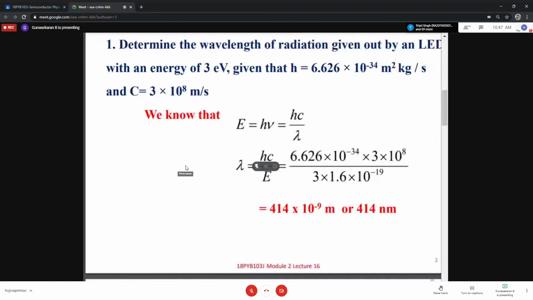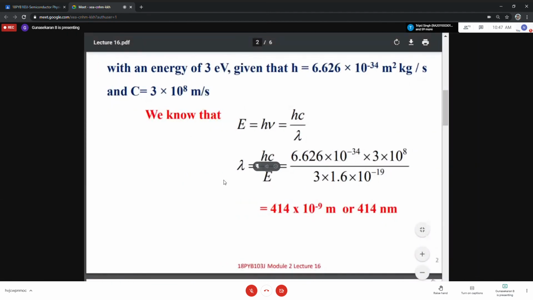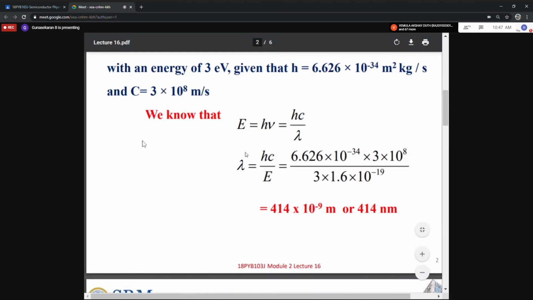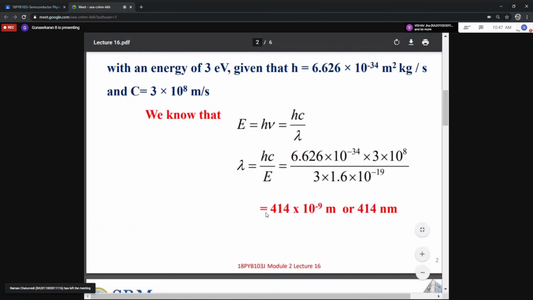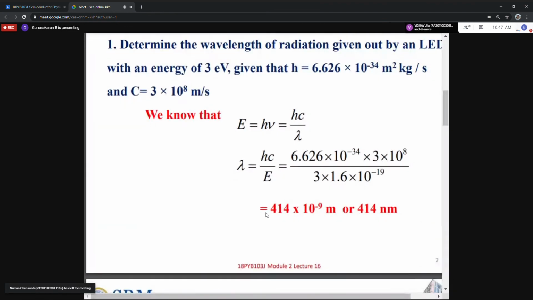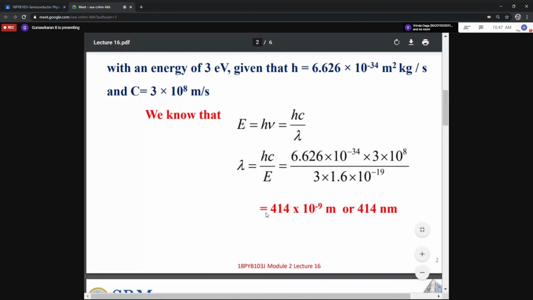So now what is the formula here? E is equal to h nu, that is equal to hc by lambda, or I rearrange the formula: lambda is equal to hc by Eg. That Eg is nothing but the energy gap between the layers. So here that is E. You substitute the h and c values, and E is given in terms of electron volt. You convert it into joules by multiplying by 1.6 into 10 power minus 19. So you get the value, that is 440 nanometer.